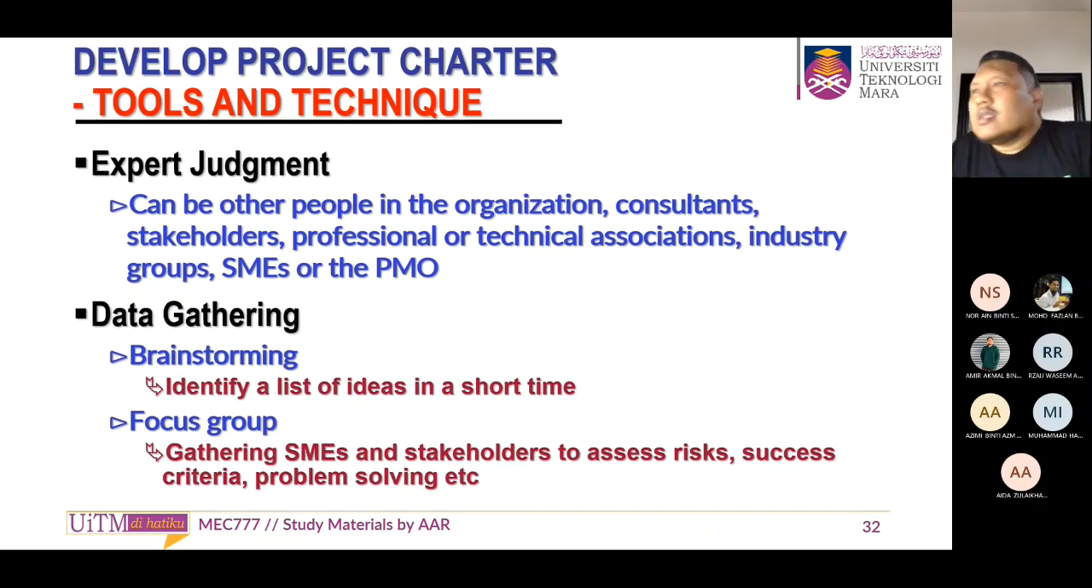Okay, the tools that we use, the first is expert judgment, just to help us on how to develop the project charter. The second one is data gathering. Under the data gathering, we have brainstorming. So what is brainstorming? Identify a list of ideas in a short time. We have a lot of ideas in a short time, so we use data gathering. We call it brainstorming.